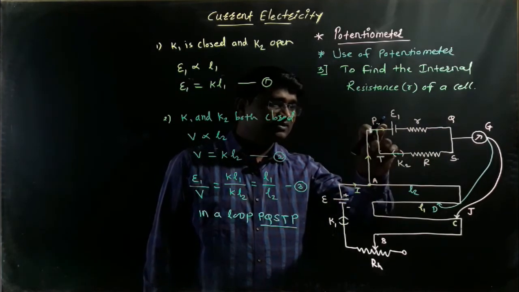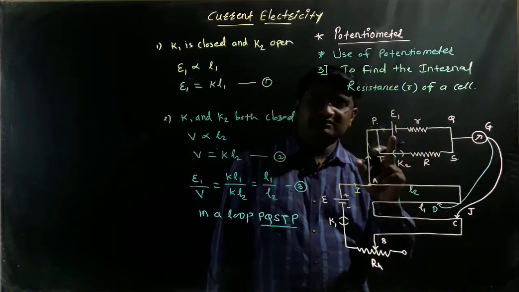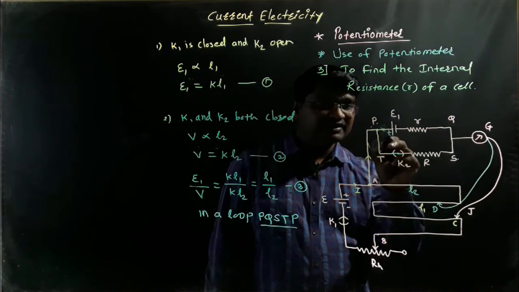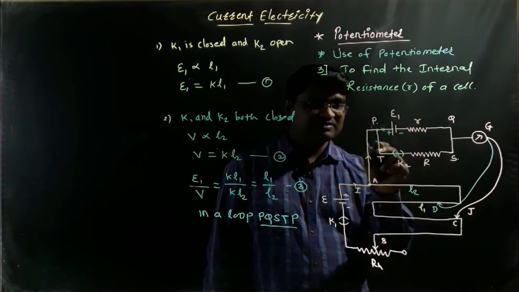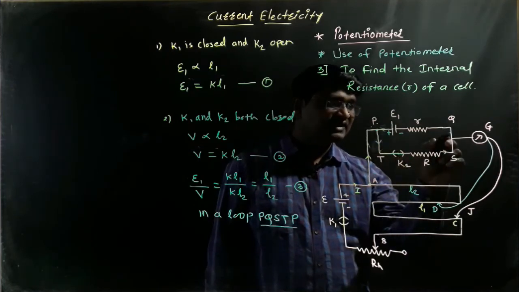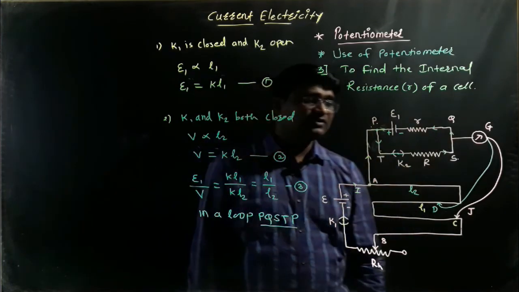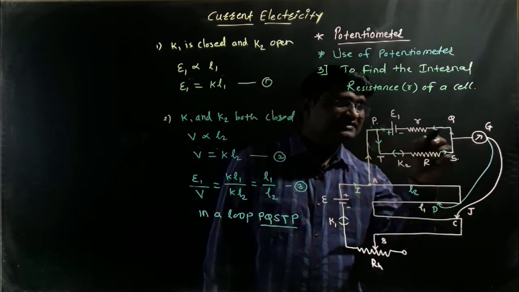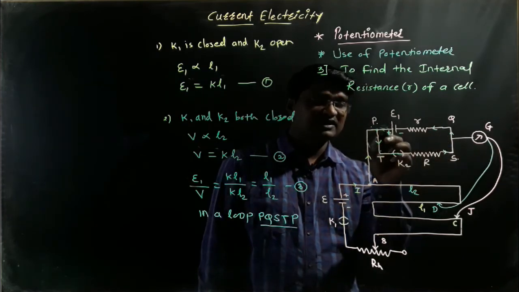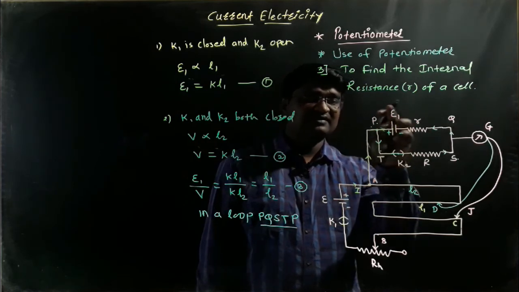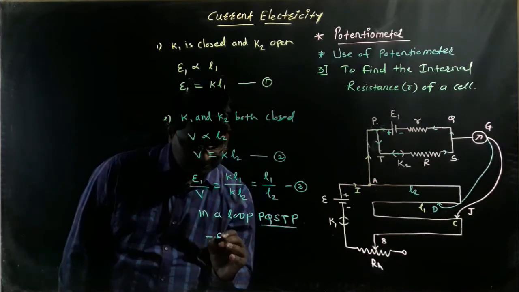Only this loop we are discussing, and in this loop one cell is connected. You know that electric current passes from the positive towards the negative. So this is the direction of electric current through the circuit in the loop PQSTP, and the direction of tracing is exactly opposite to the electric current. Here the direction of tracing is from the cell's positive to negative, so the potential of the cell will be negative, denoted by negative epsilon 1.